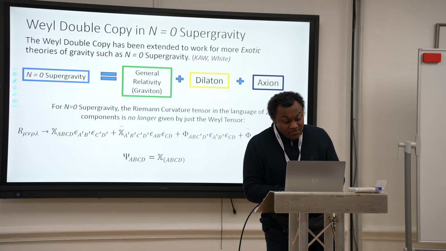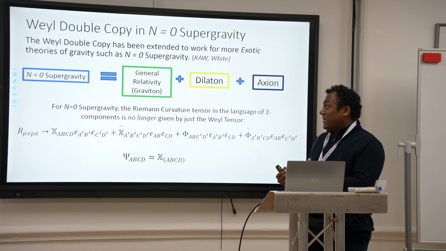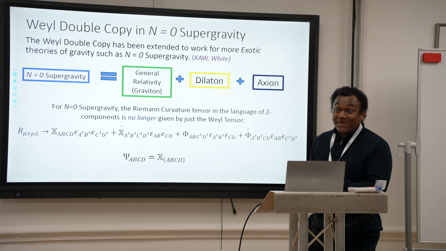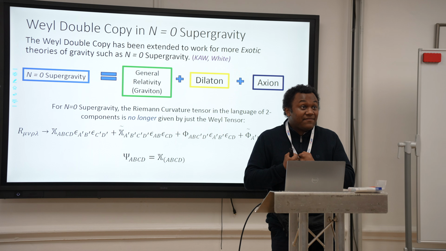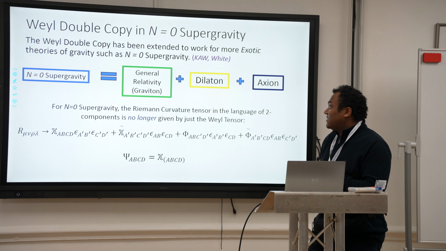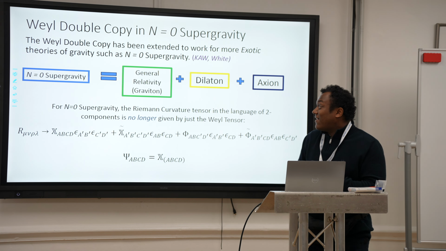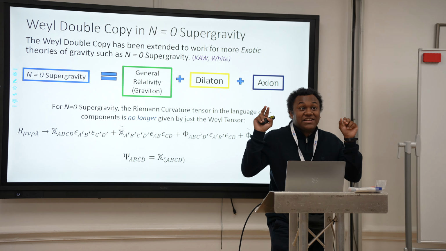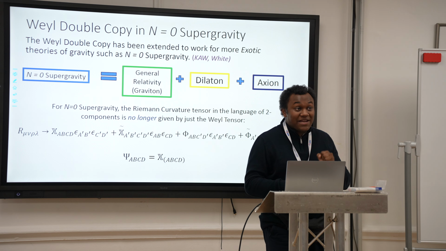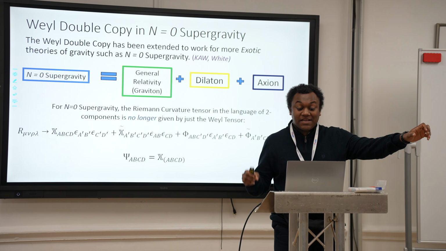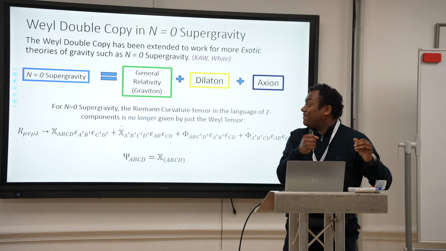So it was soon realised that the Weyl double copy, although it was first found for general relativity, we can actually extend to more exotic theories of gravity. In particular, the one I'm going to talk about now, N=2 supergravity. N=2 supergravity, you can think about as general relativity plus. It's just a combination of general relativity plus two extra particles, the axion and the dilaton.